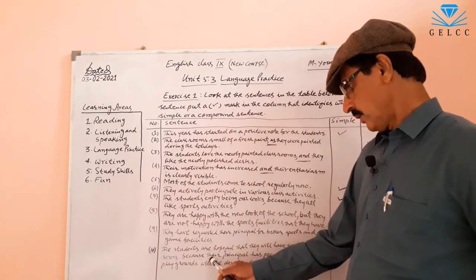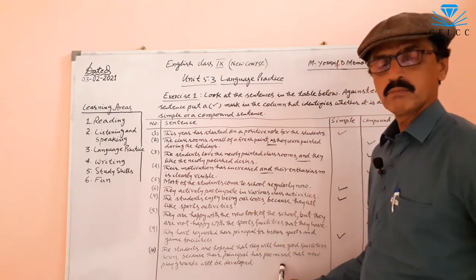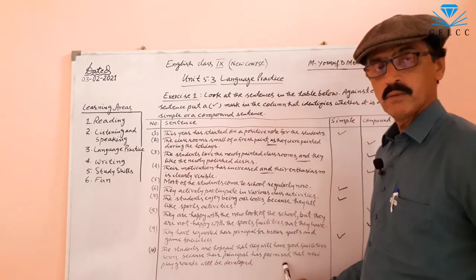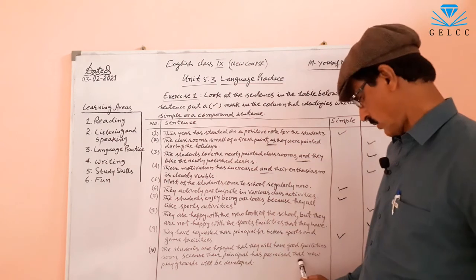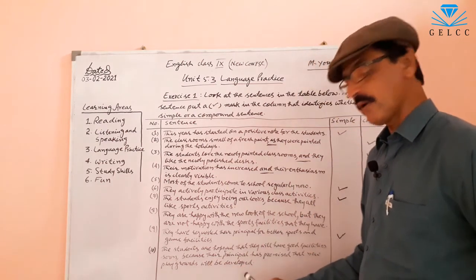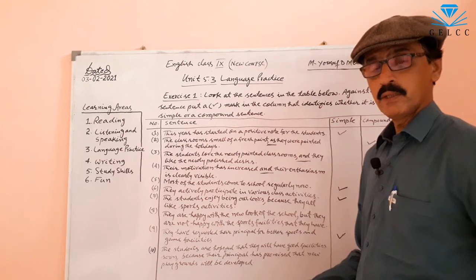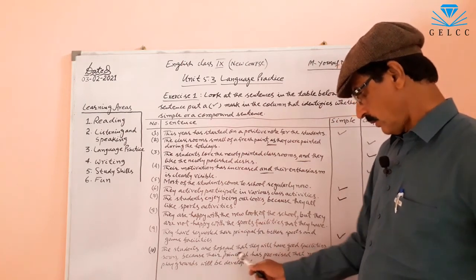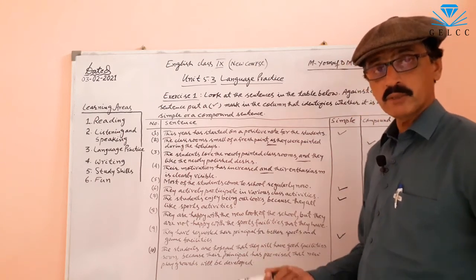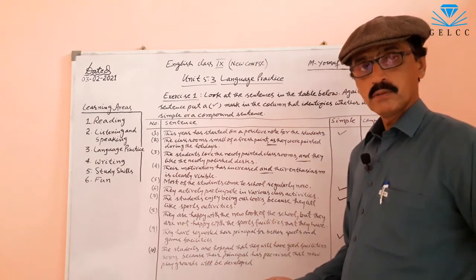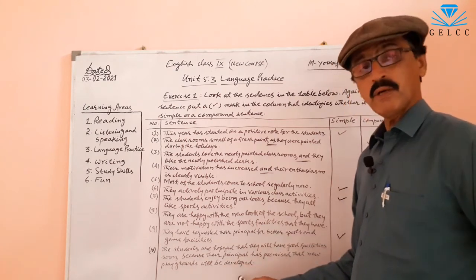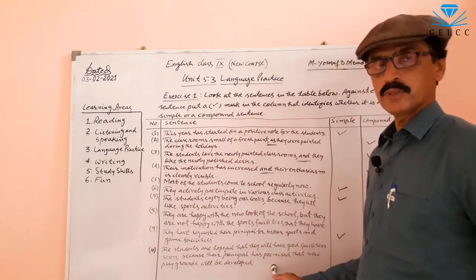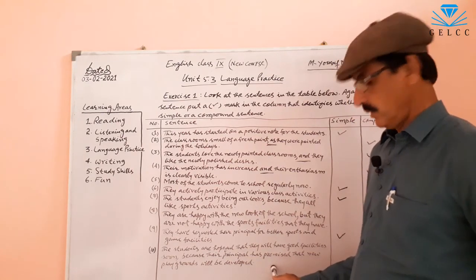Because their principal has promised. This is one sentence. Their principal is the subject. Has promised is the predicate. That is also a conjunction. New playgrounds will be developed. It is a dependent clause on the principal has promised. What has the principal promised? That the new playgrounds will be developed. It is a dependent clause. The principal has promised is an independent clause.